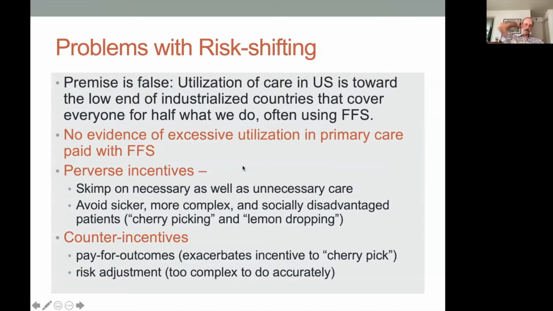The problem is the premise is false. Utilization of care in the US is toward the low end of industrialized countries that cover everyone for half what we do, usually using fee-for-service. And there's no evidence of excessive utilization in primary care paid with fee-for-service, yet that's who we're trying to capitate. And risk shifting creates perverse incentives to skimp on care and avoid sicker or socially disadvantaged patients, aggravating disparities. And the counter incentives to these are pay for outcomes, which increases the incentive to cherry pick, and risk adjustment, which is way too complex to do accurately and just leads to a lot of gaming.